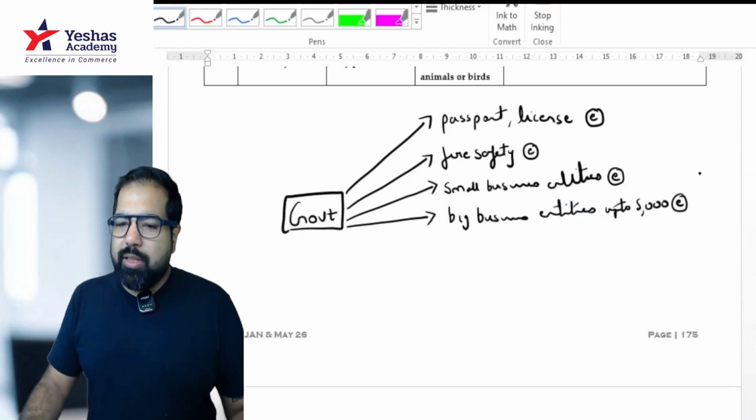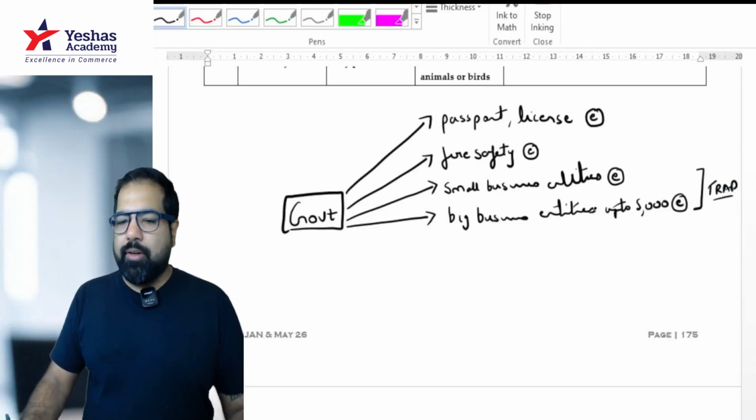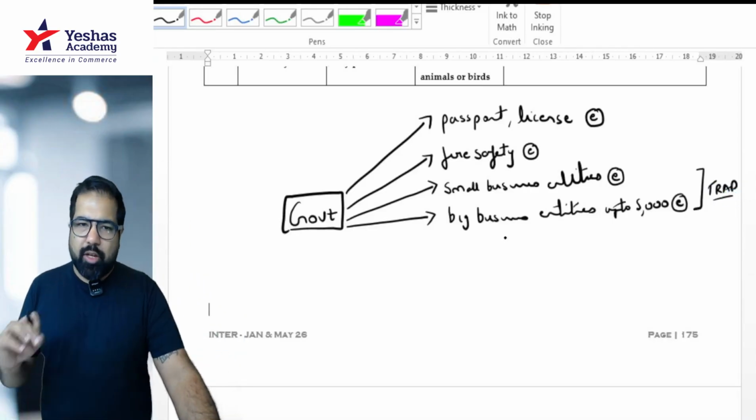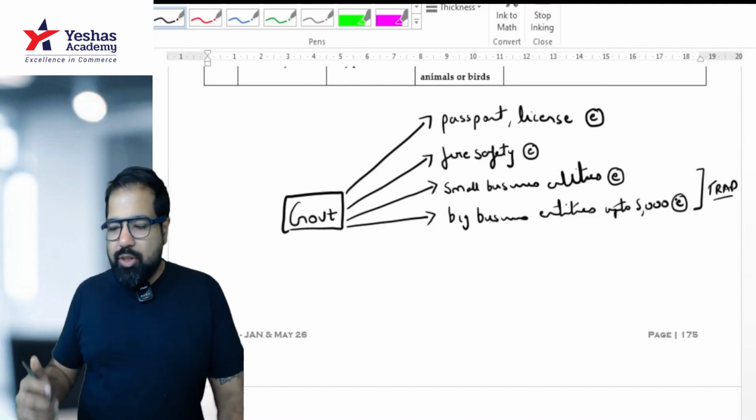But remember, all these exemptions will not work in 4 cases called trap. I'll tell you what trap is later. But if you are the government and you're providing services in the nature of trap, then this exemption will not be there. There will be GST in case of trap.